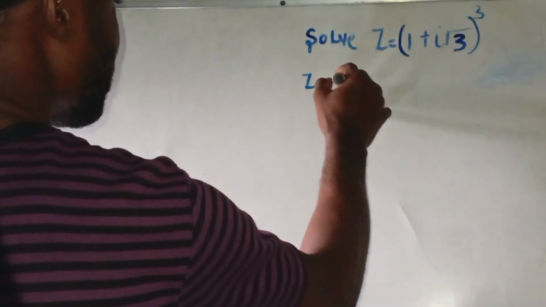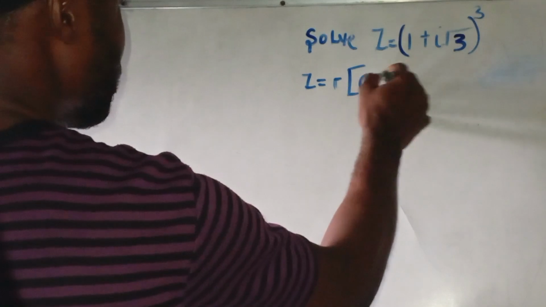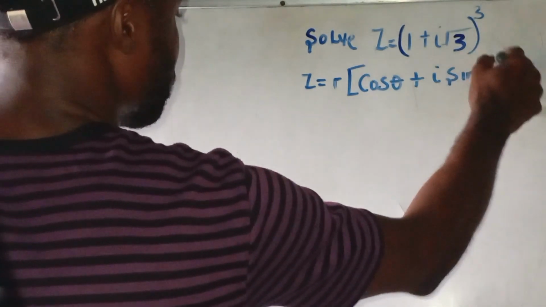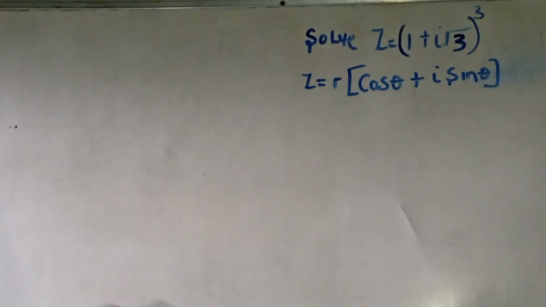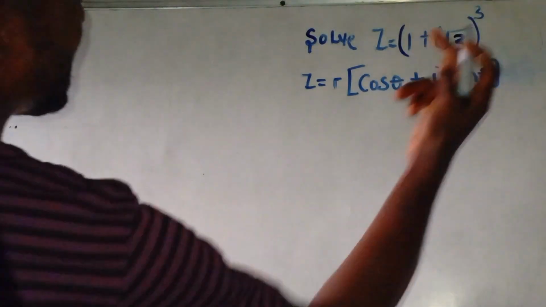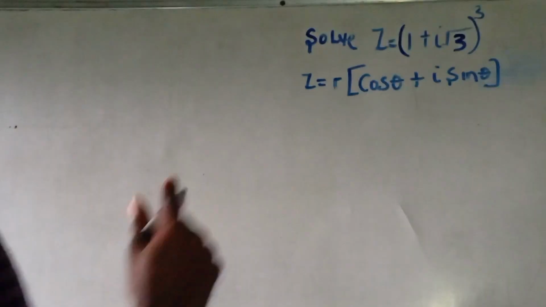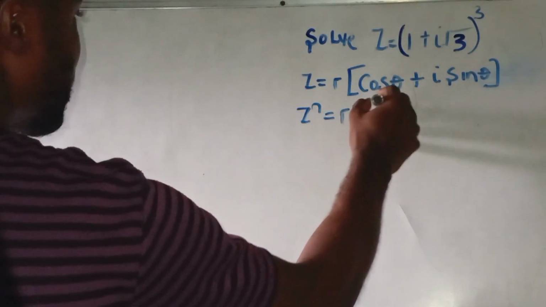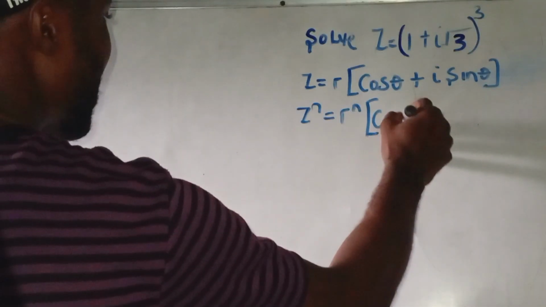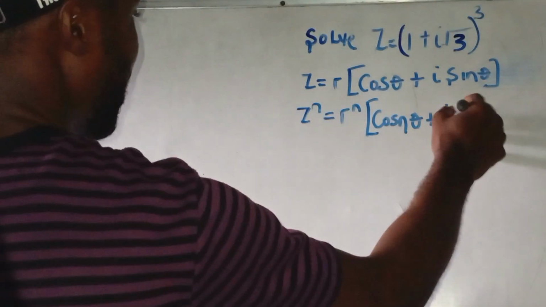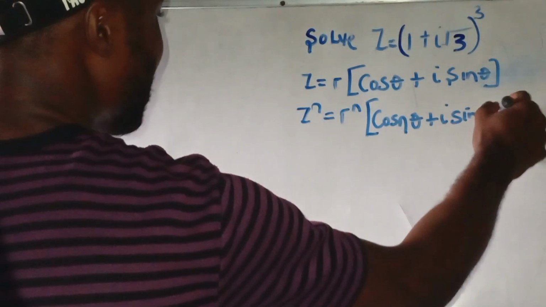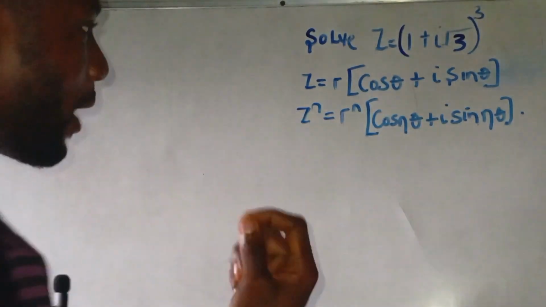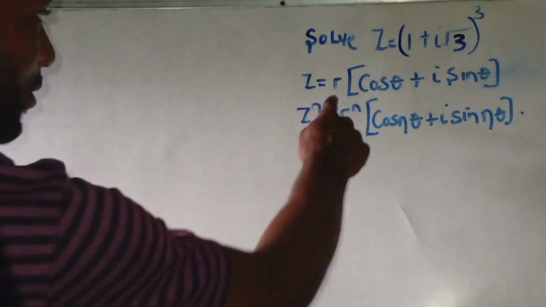Recall that the formula for finding polar form is this. This is our formula for polar form. But when the power is given, have you seen the power? The formula now changes to z raised to power n is equal to r^n into cos n theta plus i sine n theta. When the power is given, we are using this formula. But when the power is not given, we are using this.